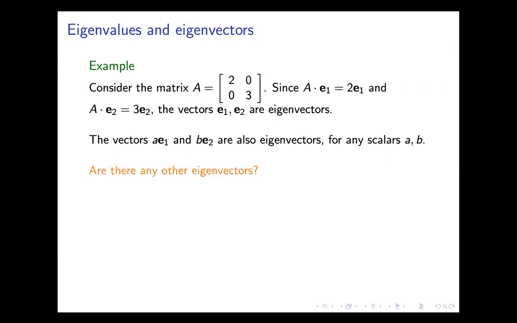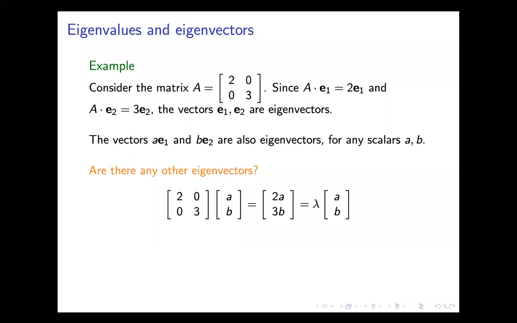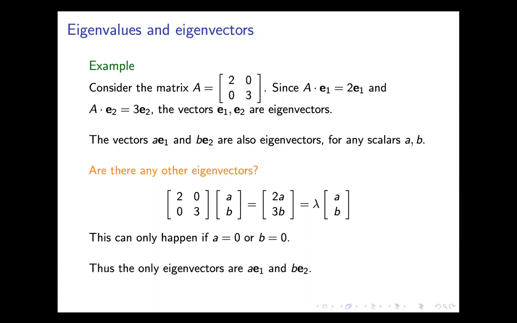Question: are there any other eigenvectors? Well, let's ask. Let's do the multiplication and then demand that this is equal to lambda times (a, b). Then we need to solve the system of linear equations. So clearly this happens only if a equals 0 or b equals 0, right? Thus, the only eigenvectors are those which are proportional to the canonical basis vectors. And the only eigenvalues are 2 and 3.